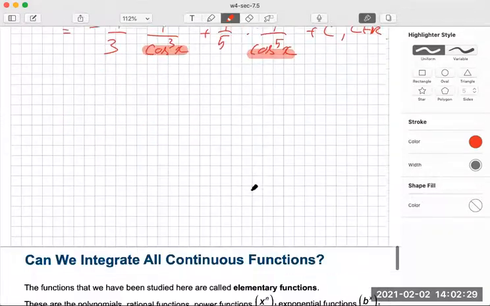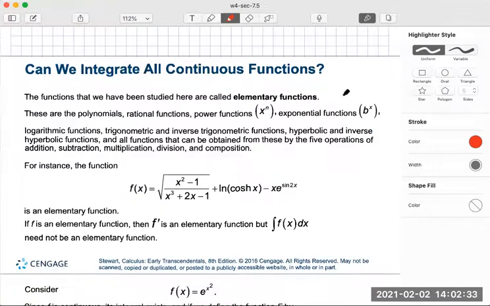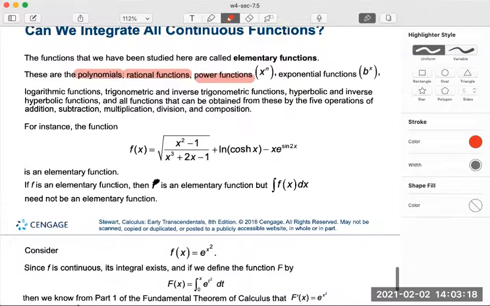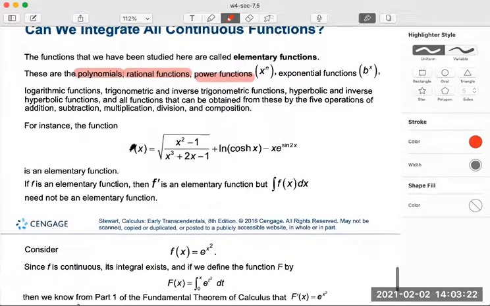Very good. So, in order to answer this question, the elementary functions are these functions: polynomials, rational functions, which are quotients of polynomials, power functions, which are x to the n or something like this, exponential functions, logarithmic functions, trigonometric functions, inverse trigonometric functions, hyperbolic functions, inverse hyperbolic functions, and all functions built with 5 operations: addition, subtraction, multiplication, division, and composite function.